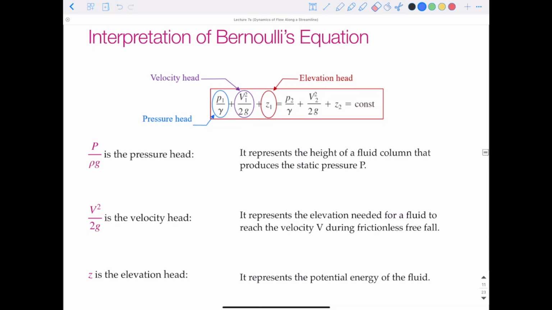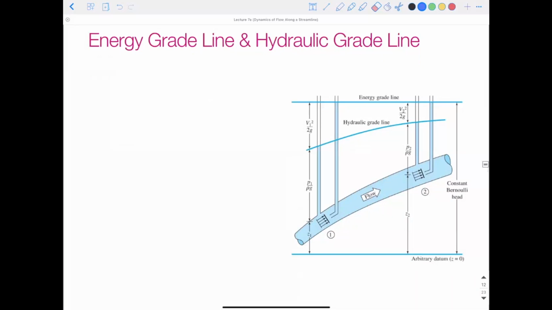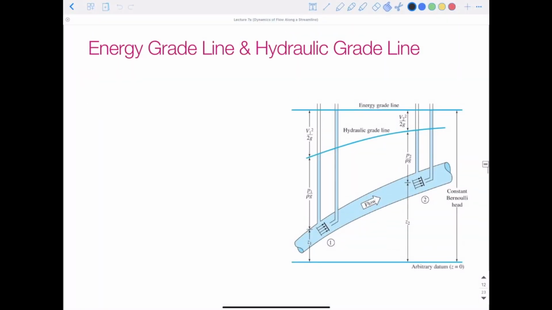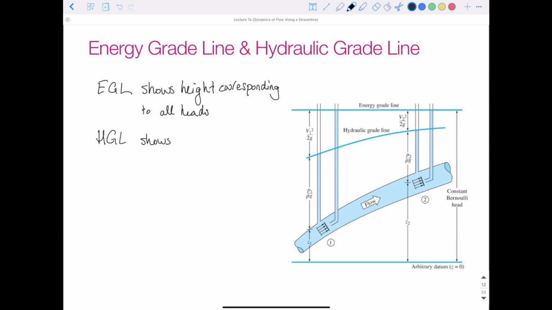So we can relate these, and this is used a lot in the fluid terms, to something called an energy grade line and a hydraulic grade line. So let's first describe what the energy grade line and hydraulic grade lines are. The energy grade line shows the height corresponding to all heads. And the hydraulic grade line shows the height corresponding to elevation and pressure heads.